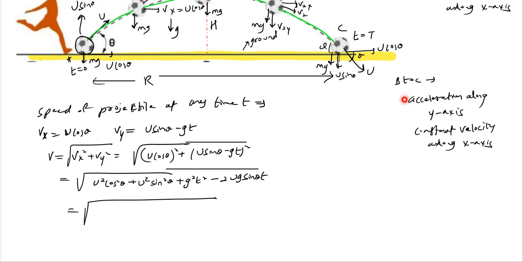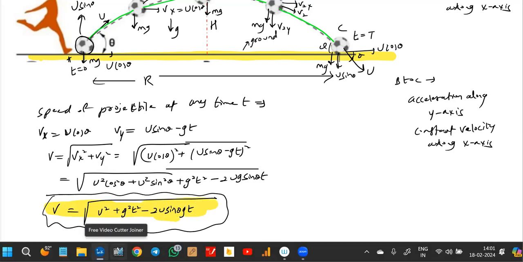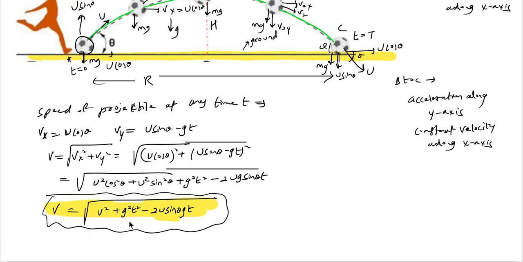Now again, look at this one. u square cos square theta plus u square sin square theta, all this will be only u square, plus g square t square minus 2u sin theta g into t. Like this, we get the expression for the speed of the projectile at any time t. I think this was the thing asked. We are just applying equations of motion, nothing big is there.